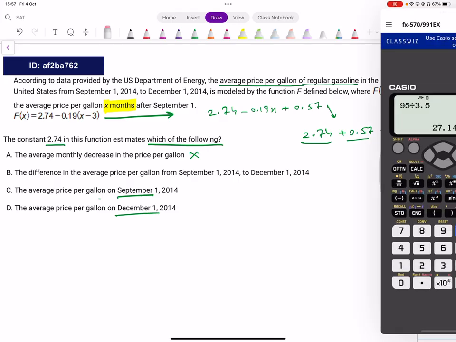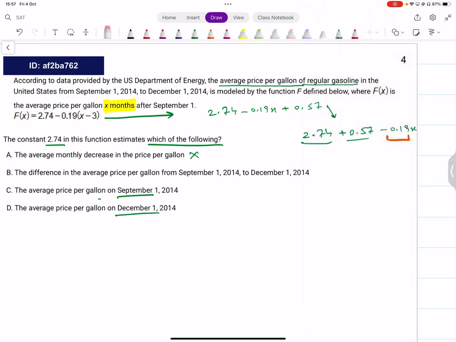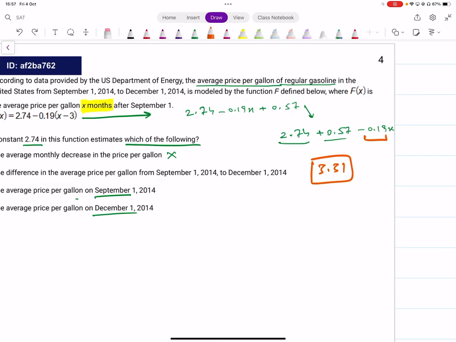What's that? 2.74 plus 0.57. That is 3.31. That's the starting price. When does time start here? On September 1. Time starts on September 1. Every month, the price is decreasing by 0.19. If you think about it, 0.57 is actually 3 times 0.19. So in 3 months, the price decreases by 0.57.